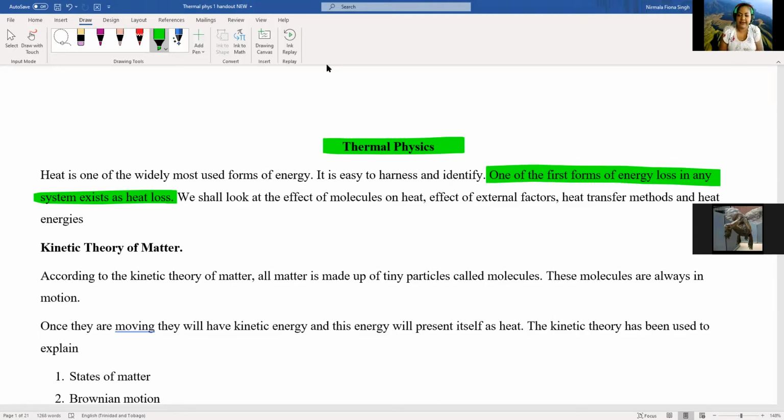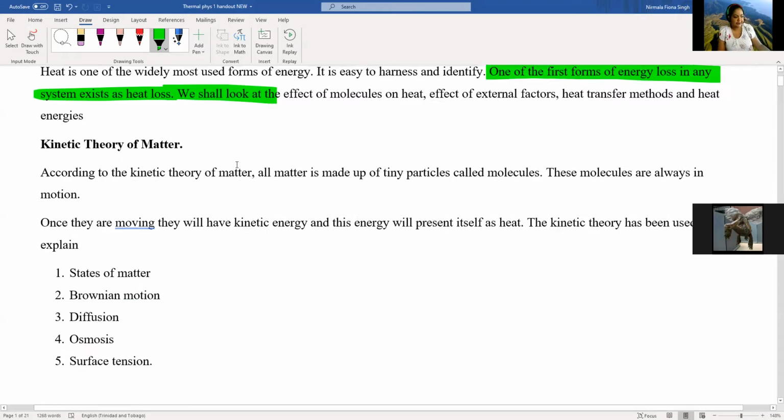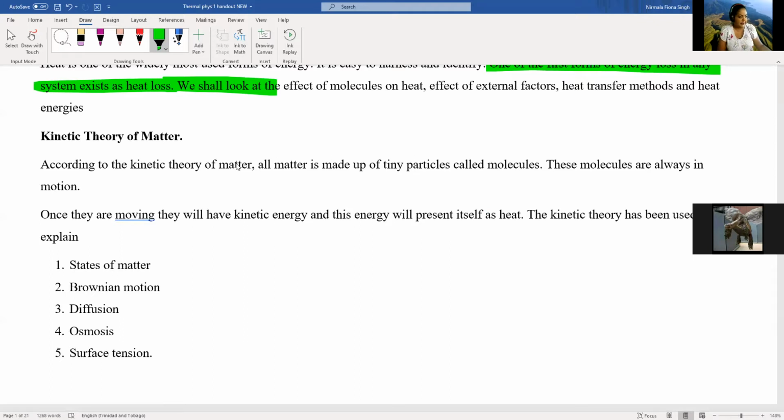So continue reading. We shall look at the effect of molecules on heat, the effect of external factors, heat transfer methods, and heat energies. Kinetic theory of matter. Now, the kinetic theory of matter was the big physics topic in the early 1900s, at the same time when they were doing atomic physics, cracking open the atom. It was the biggest topic on the same side as that. Even Einstein did some work on it.